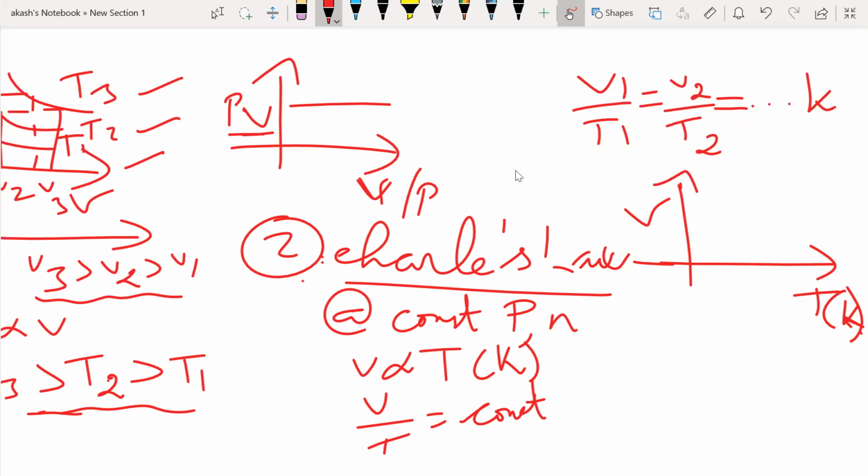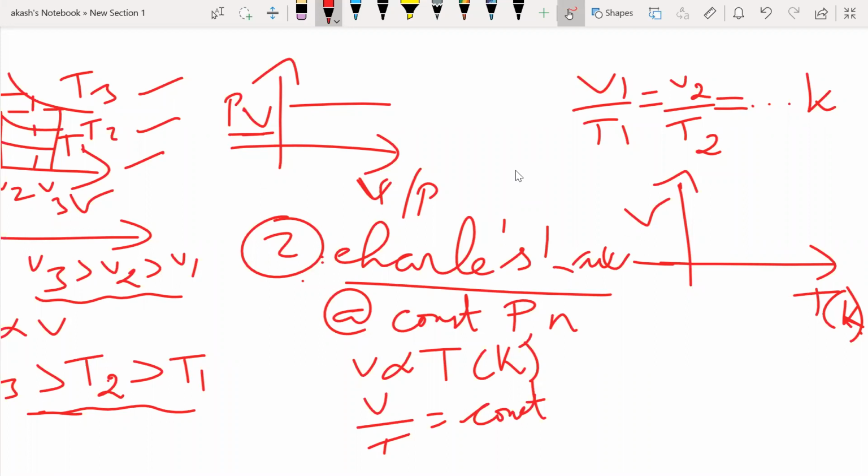Hello? Yes, I think you're saying something. I'm not able to hear it. Sir, it won't start from origin, sir. Okay, correct. Can you tell me why? Because the Kelvin scale is different, sir. Oh, volume doesn't exist at absolute zero, sir. Okay, so that's the way of looking at it.